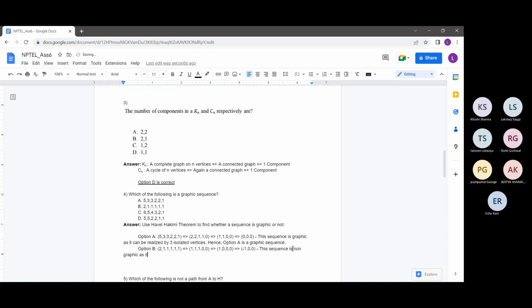as a vertex can't have negative degree. So option B is not a graphic sequence. Hence option B is not a graphic sequence. Coming to option C.